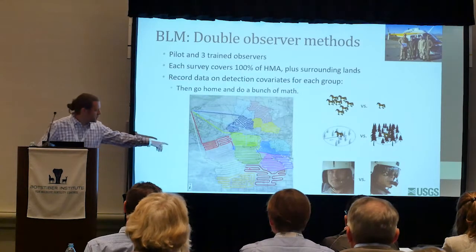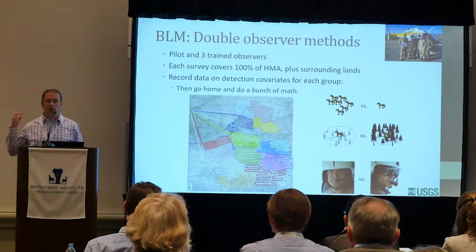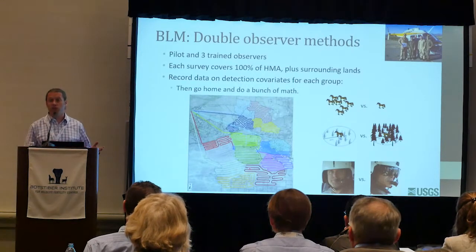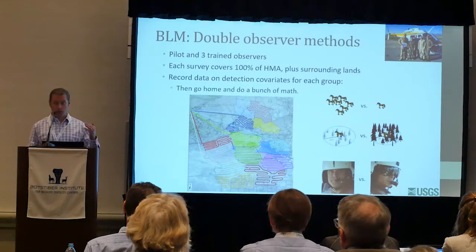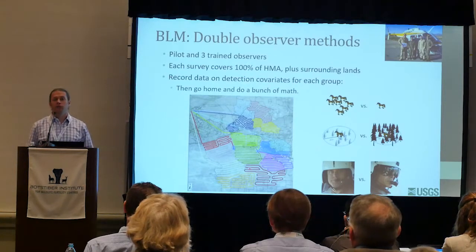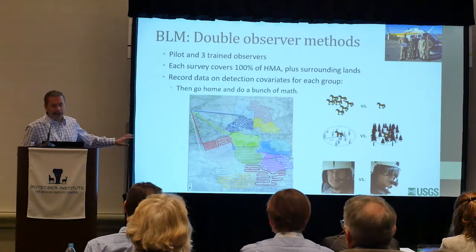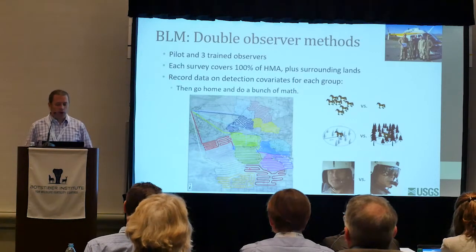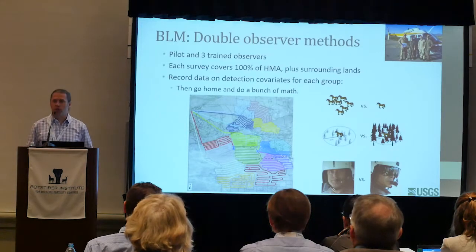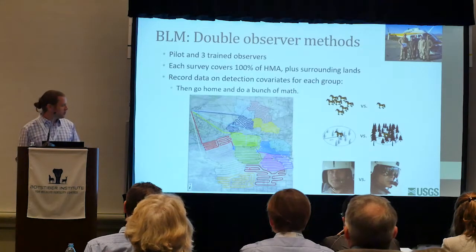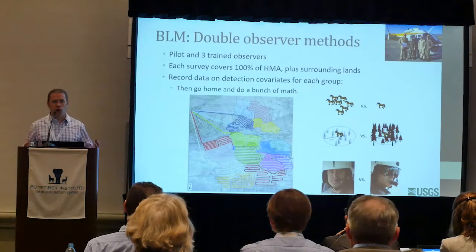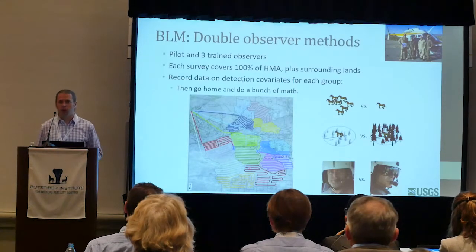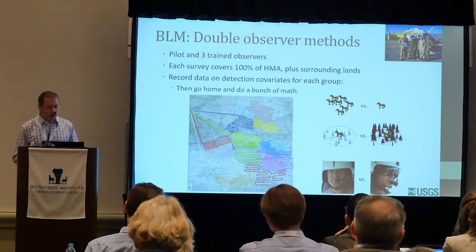So we have here, you can see these lines. The idea is you're going to eyeball every square foot of the area where you think there might be a horse, and then you're going to use a double observer method, which is just a mark recapture, to figure out how many of those horses you missed. But what it means is that you have to cover the whole area. And then you record detection covariates for each group, so things like group size and vegetation cover, accounting for differences in observers. And then you go home and you do a bunch of math, or I do a bunch of math.